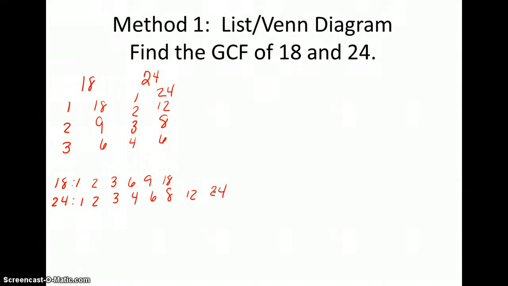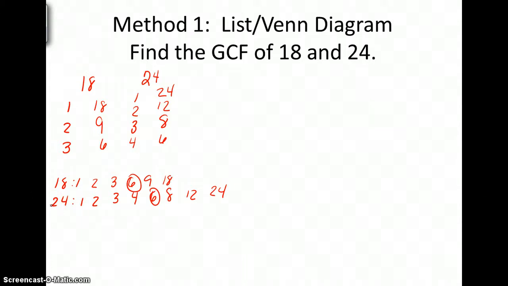Okay? I look at my two lists and try to find the biggest number or the biggest factor that both of these lists have in common. And the answer is 6. That is the biggest number that is on both lists.